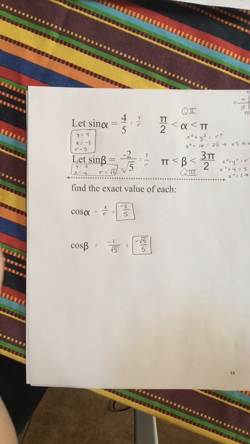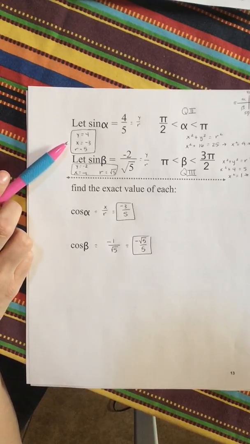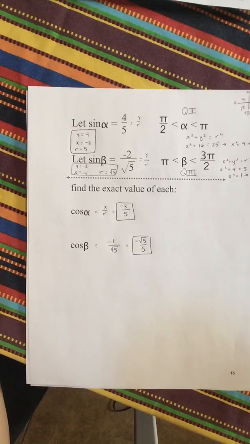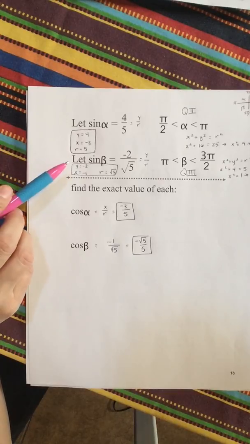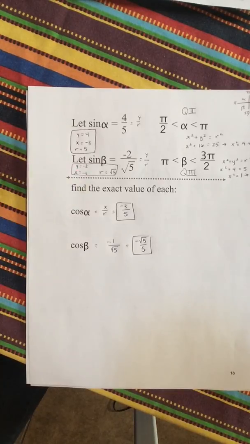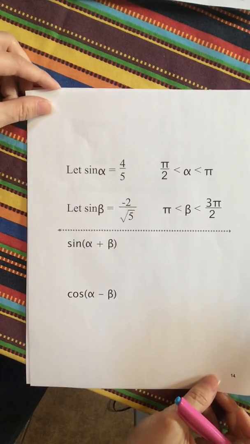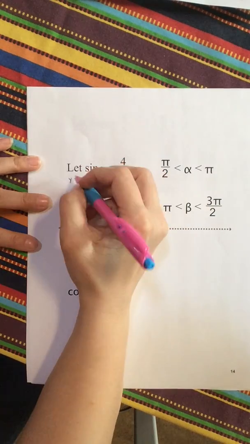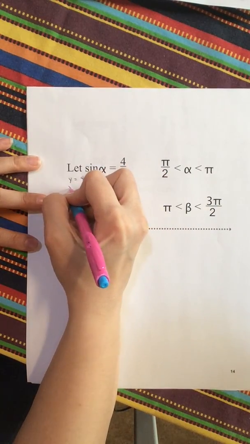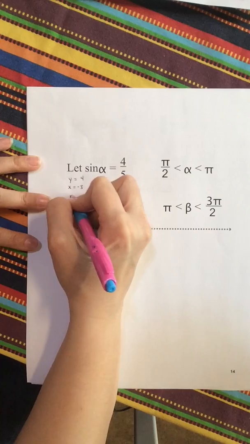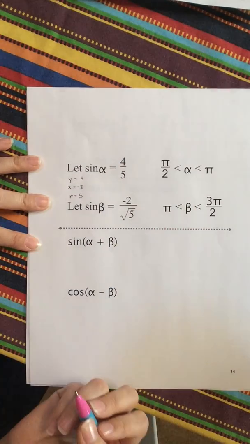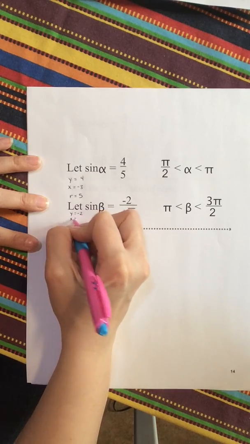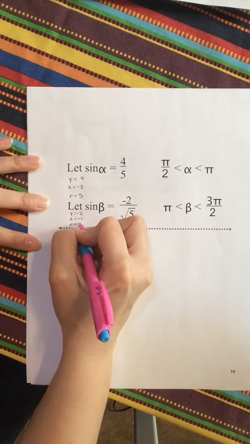All right, so we know that when it's alpha, y is 4, x is negative 3, and r is 5. When it's beta, y is negative 2, x is negative 1, and r is the square root of 5. Using that information, I'm just going to copy it down again. You already have it, so you don't have to. The y value is 4, the x value is negative 3, and our radius is 5. So that's for alpha. For beta, y is negative 2, x is negative 1, and r is the square root of 5.